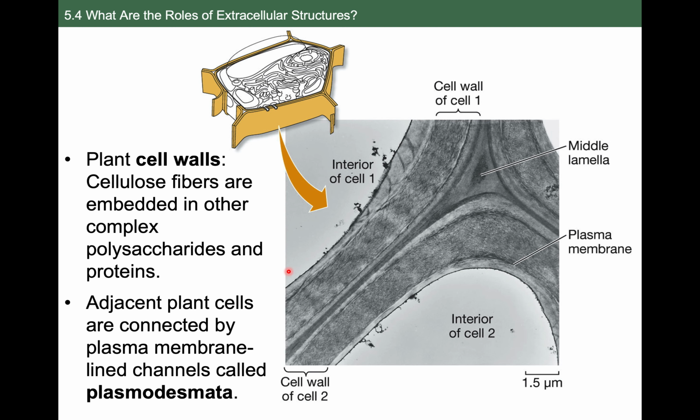Okay, so I think we have exhausted all the organelles that you're going to find inside cells. So at the end of the chapter here, I want to talk just for a minute about what's going on outside of the cell, so outside the plasma membrane. And of course, in plant cells, you have the cell wall, which is this thick structure made of cellulose fibers. Also contains a lot of other sugars and proteins.